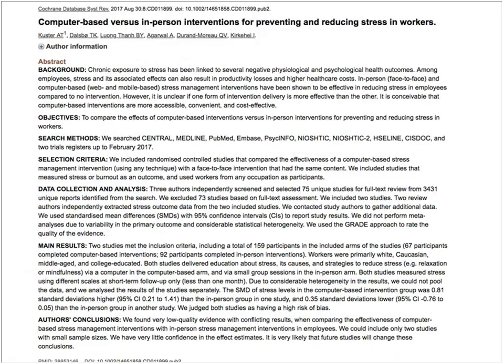So if we take it back to our example for mission burnout prevention, here's one of the systematic reviews that we were able to find about our topic.